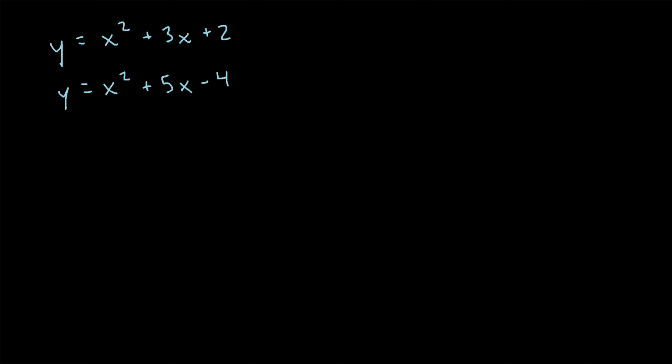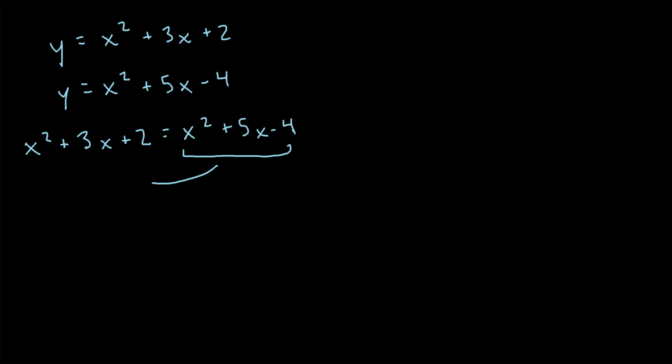Let's say we have y equals x squared plus 3x plus 2 and y equals x squared plus 5x minus 4. How can we solve for the xy coordinates that will make both of these equations true? So remember our trick. We just start by setting both equations equal to each other. So we'll say x squared plus 3x plus 2 is equal to x squared plus 5x minus 4.